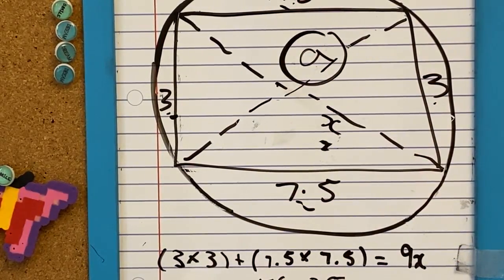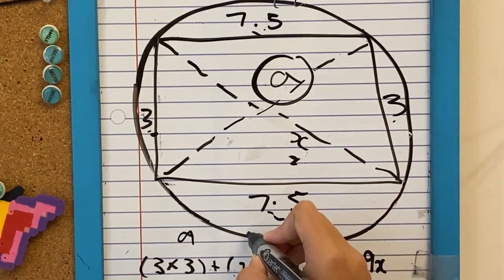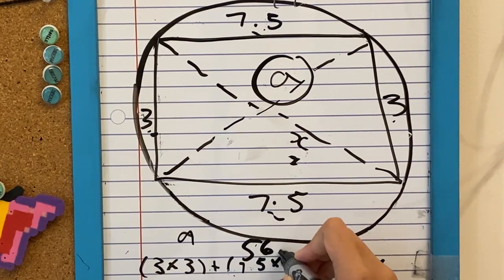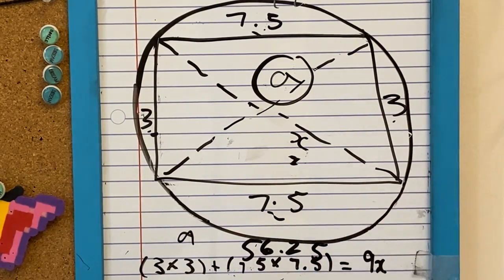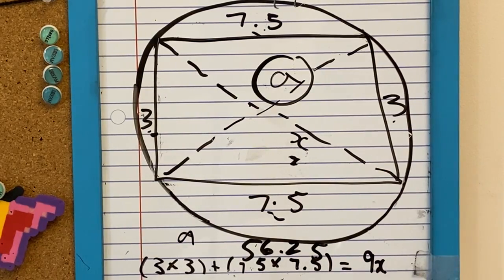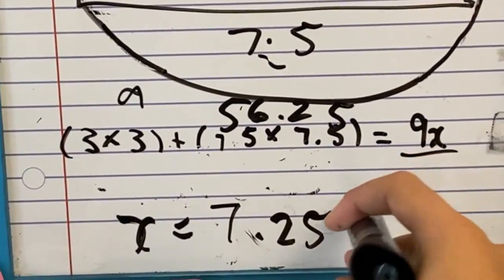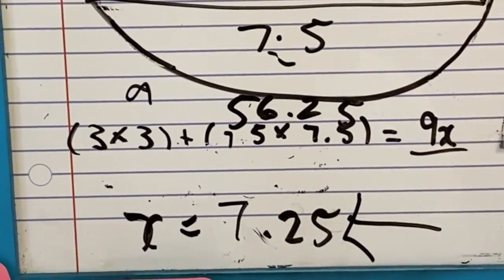And we would just solve for x, because we know that this is 9, and we know that this is 56.25. So when we add that up, we get 65.25, and we just have to divide that by 9 to get what x is. Ultimately we get that x is equal to 7.25.